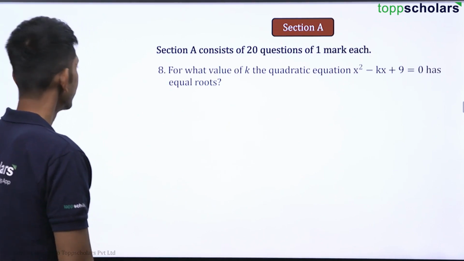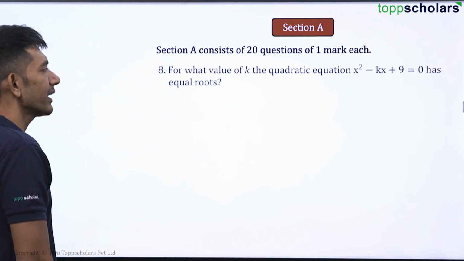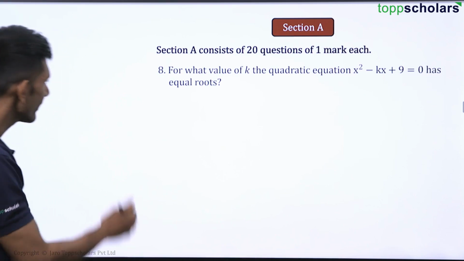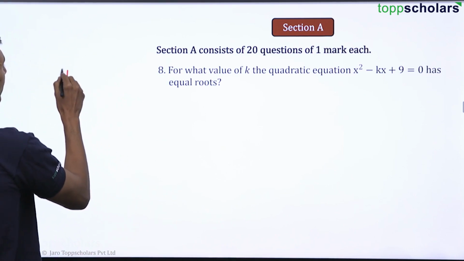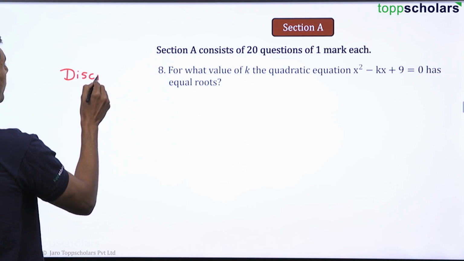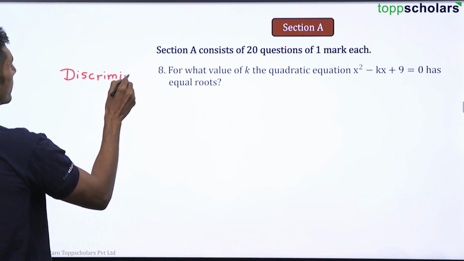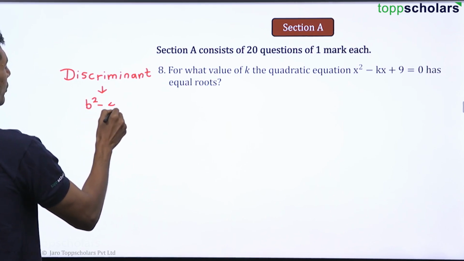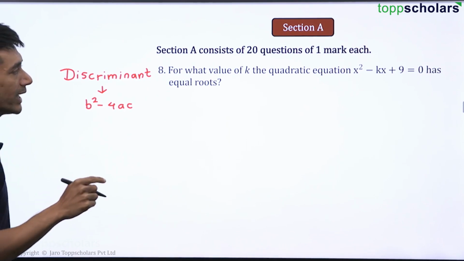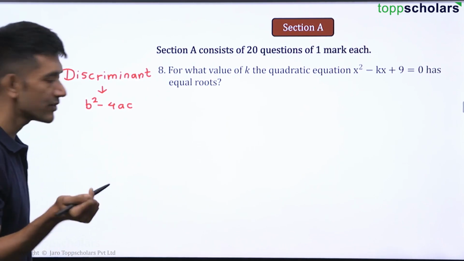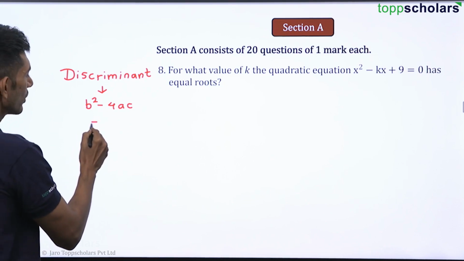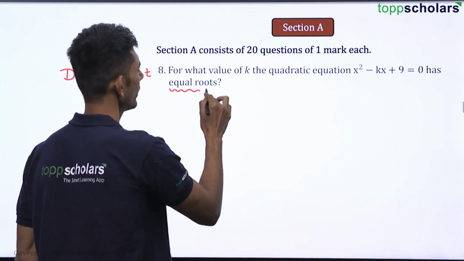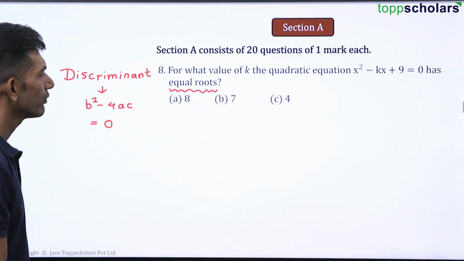The new question says, for what value of k the quadratic equation has equal roots? Equal roots. So here we are talking about discriminant, right? Here we are talking about discriminant. And what is discriminant? Discriminant is the value of b square minus 4ac, correct? And we know that the value of b square minus 4ac, which is the discriminant, should be equal to 0 whenever we talk about equal roots, right? So let us do that, and 4 options are given.